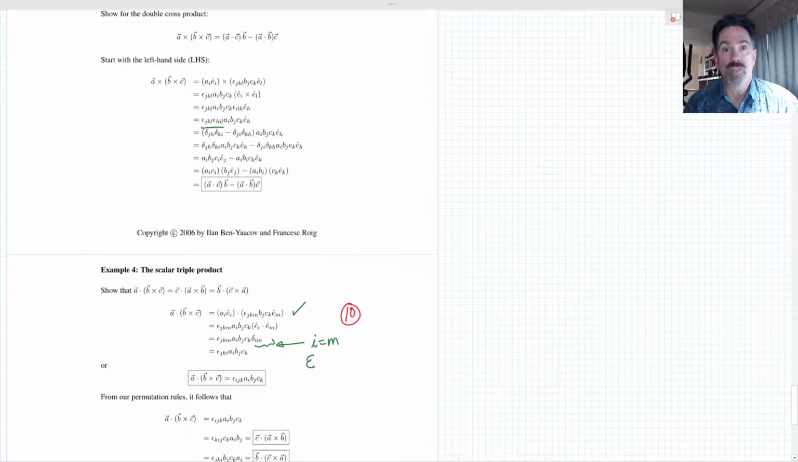So we end up with an epsilon JK, replace M with an I, and then we have an AI and a BJ and a CK, and then a delta II, which again, we're only writing in temporarily because we know that this is equal to 1 for any value of I, and we're left with this result here, which is exactly the result that they give us down here.